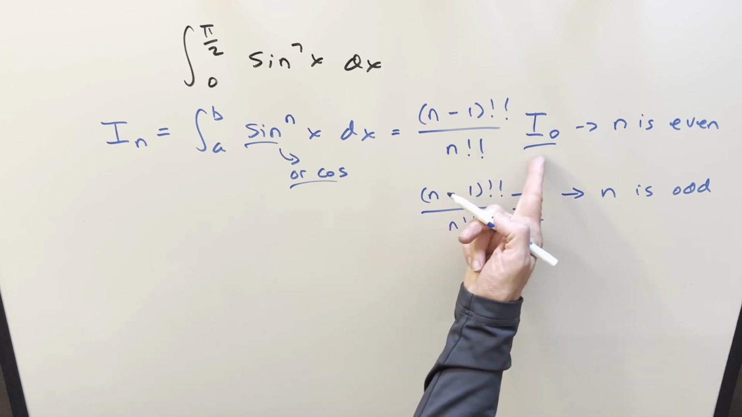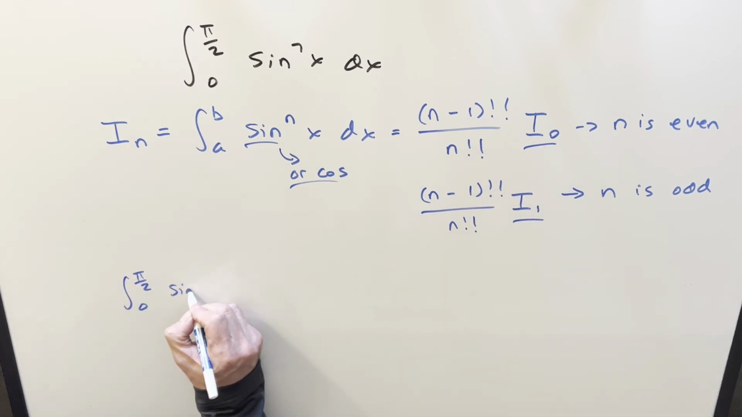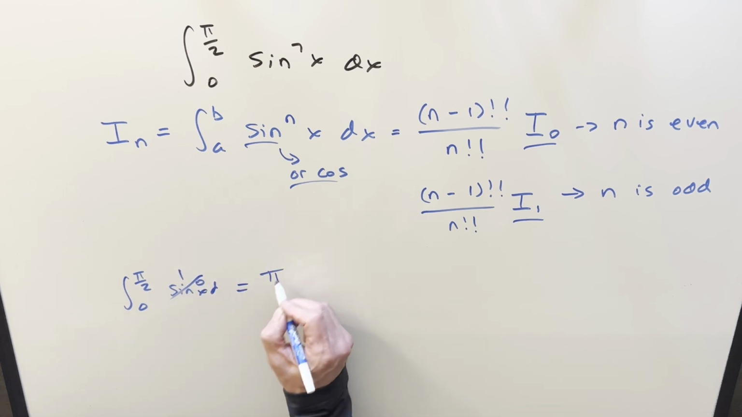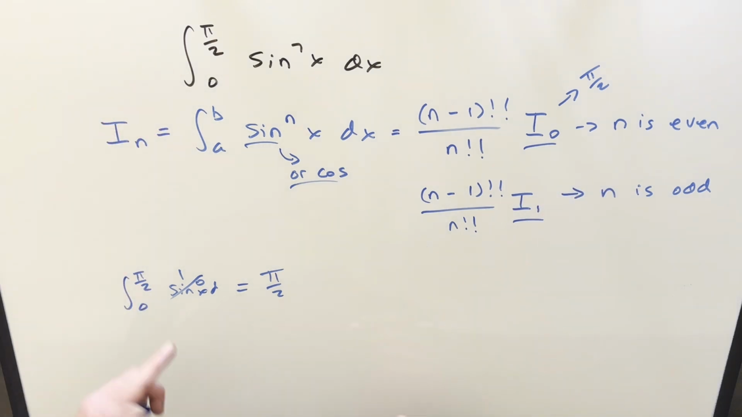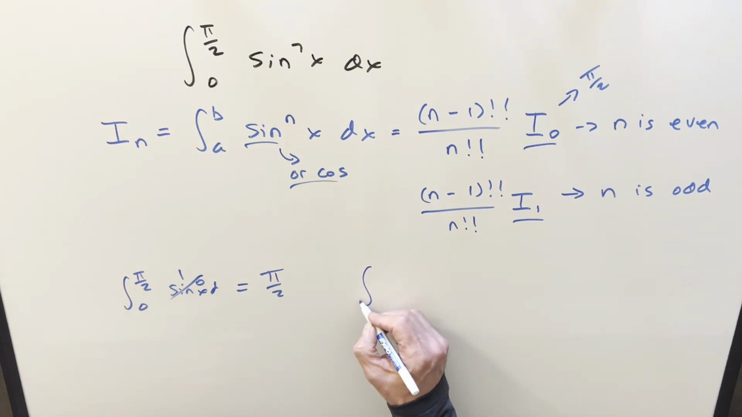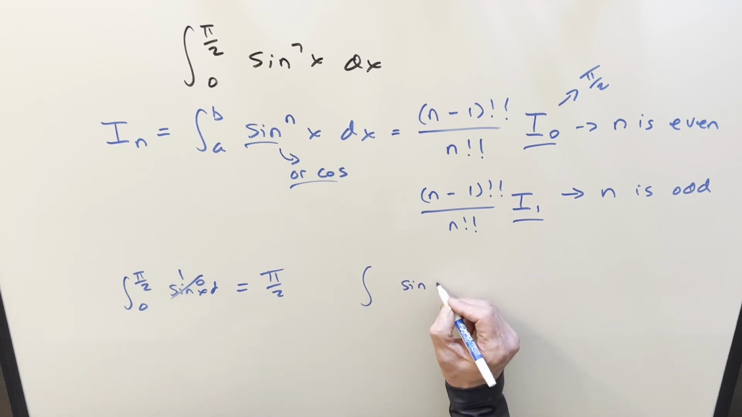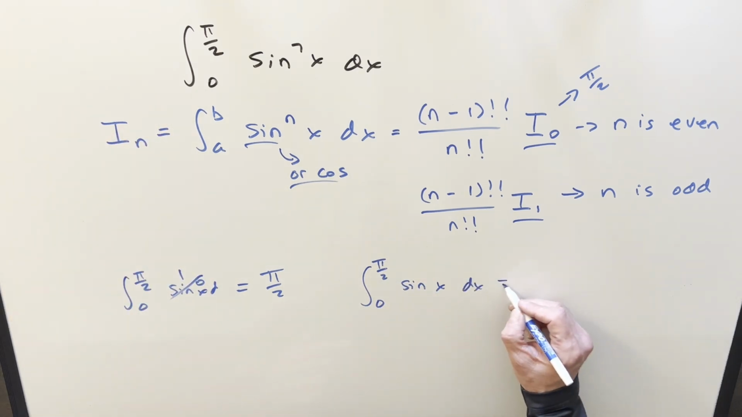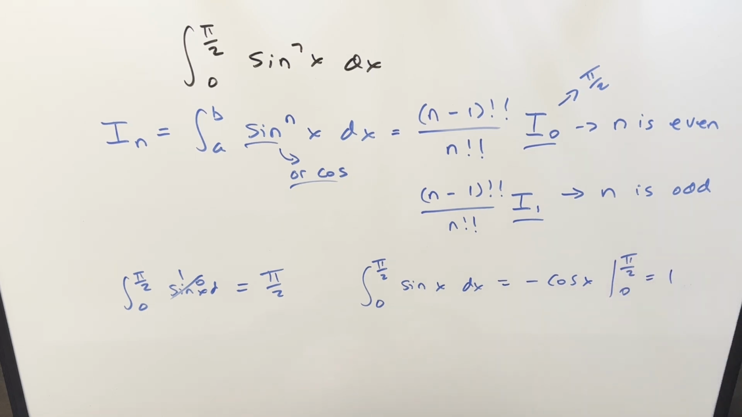Like when n is 0 for I sub 0, then we just have sine to the 0, but that's just going to be integrating 1, so that's going to be pi over 2. And I should say that's only pi over 2 in our case here, but this would work the same way for cosine. And then for our I sub 1 value, now n is 1, so we're just integrating sine. So in our case where we're going from 0 to pi over 2, minus cosine x from 0 to pi over 2, and this value is just 1.